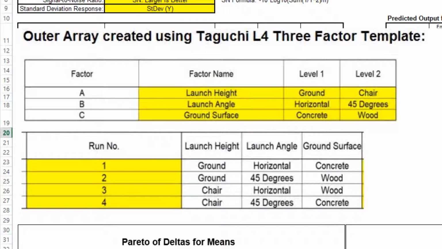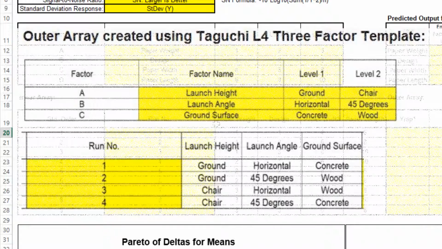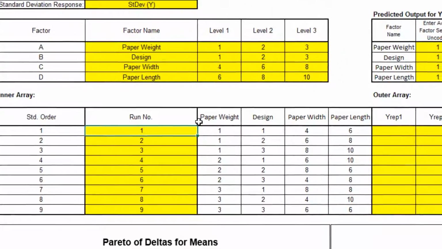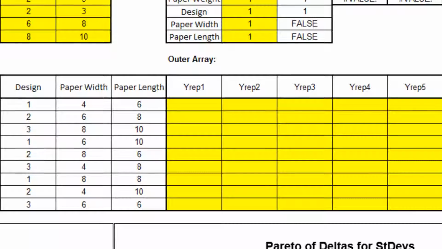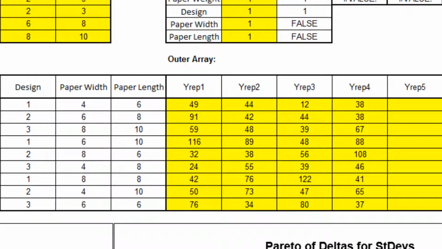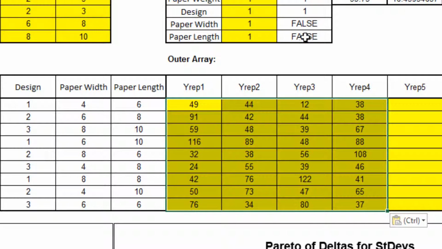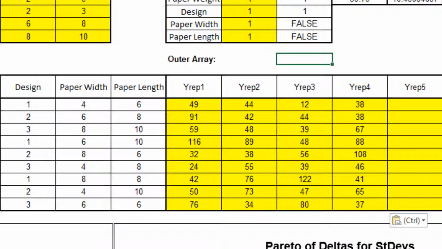The uncontrollable factors are launch height, launch angle, and ground surface. The outer array displayed here was created using an L4 3-factor design, but is not actually used in the calculations. The distance values are entered into the outer array of the L9 as yrep1 to yrep4. Scroll to the right to view the calculated statistics.